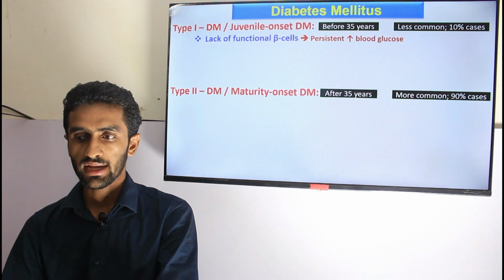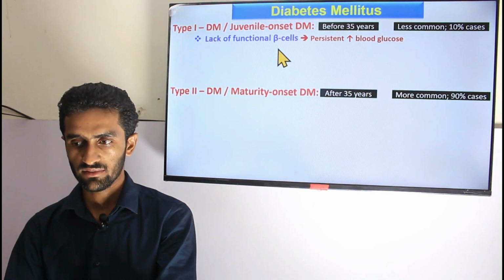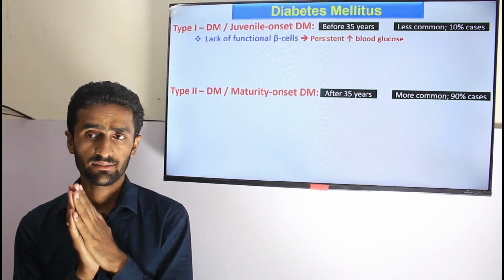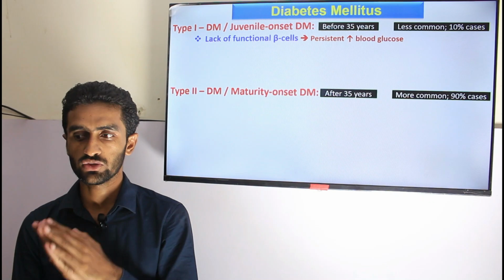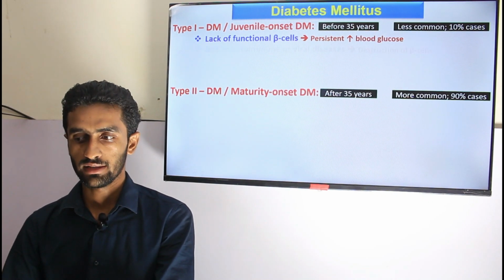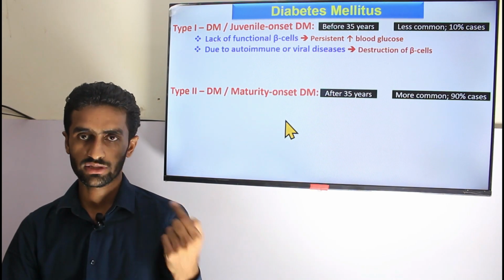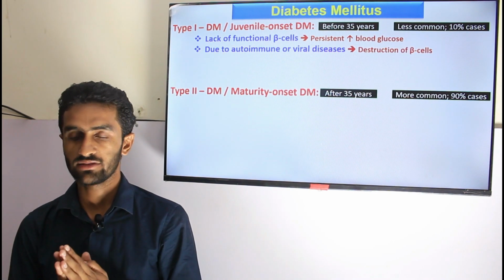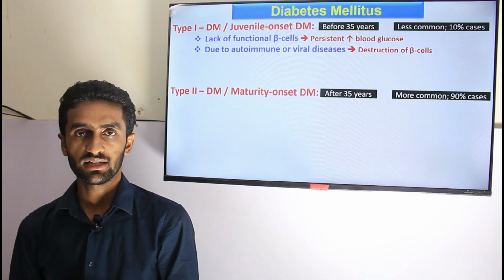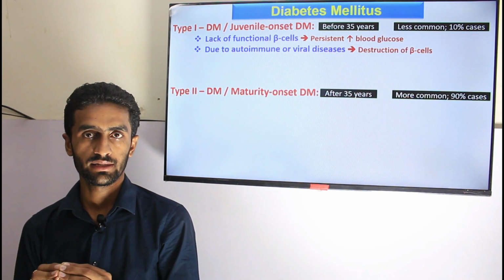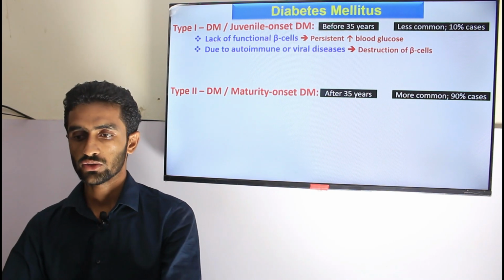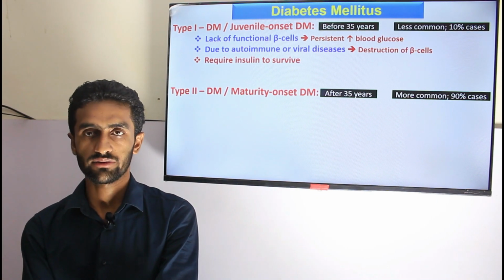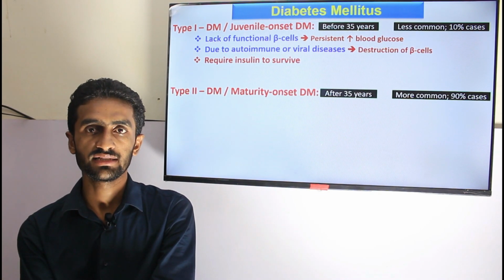Okay. And what is the problem? The lack of functional beta pancreatic cells. Okay. So as there is a lack of functional beta cells, what will happen? Lack of insulin secretion. So your persistent glucose level will be high. And it is associated with autoimmunity. Most of the time there are autoimmune antibodies which actually destroy the pancreatic beta cells, which is responsible for the lack of insulin. So this is the problem in type 1, and that's why they require insulin to survive. So we consider type 1 diabetes as insulin dependent.